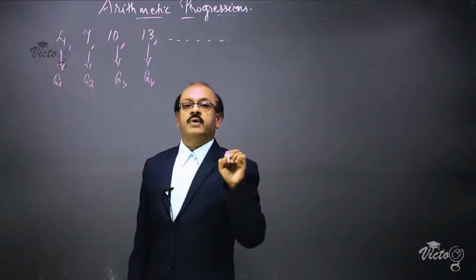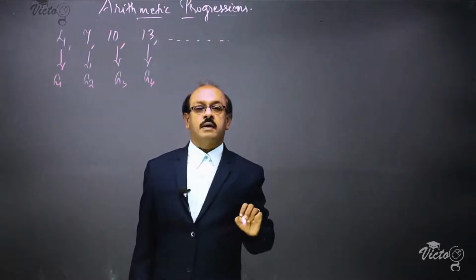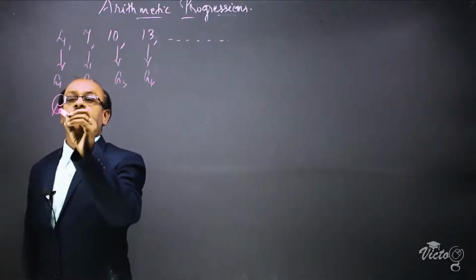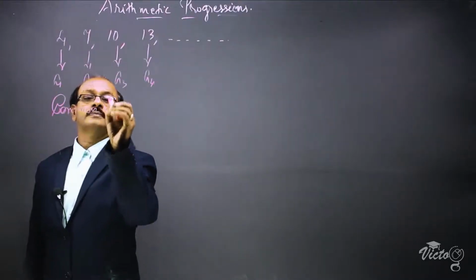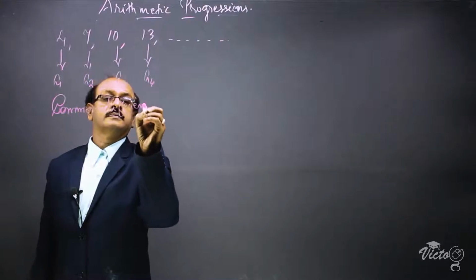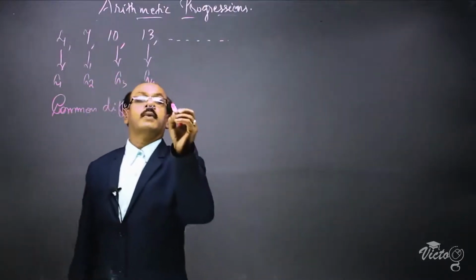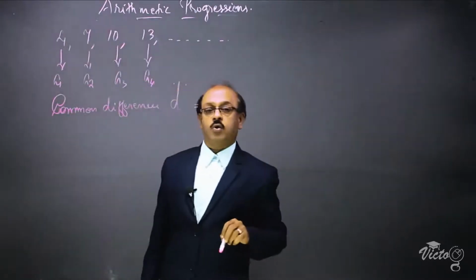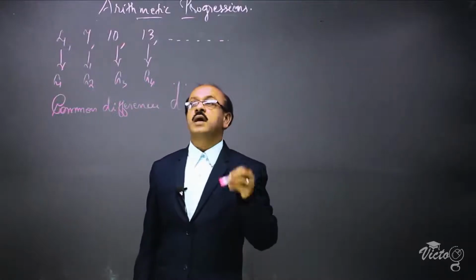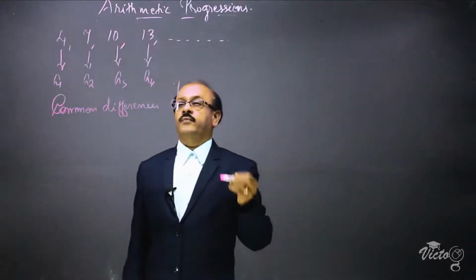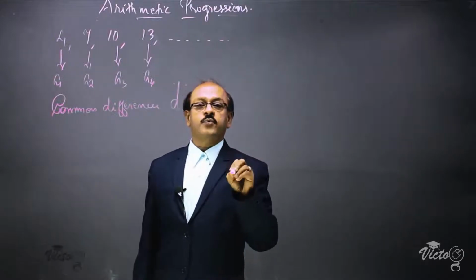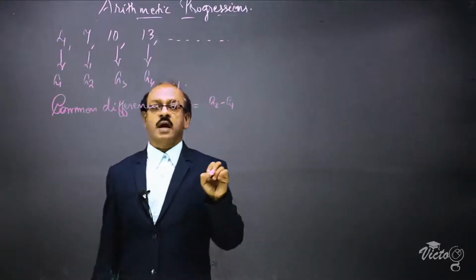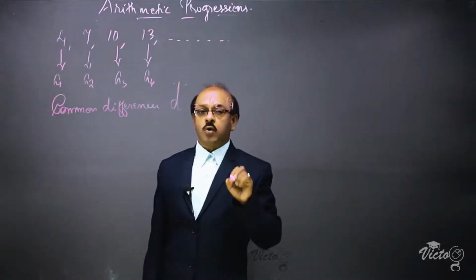The particular number we are adding to each term is called the common difference of the arithmetic progression. Common difference is usually denoted by the small letter d. How can we obtain the common difference from a given arithmetic progression? We are subtracting the first term from the second term, that is A2 minus A1. A2 minus A1 will give you the common difference.